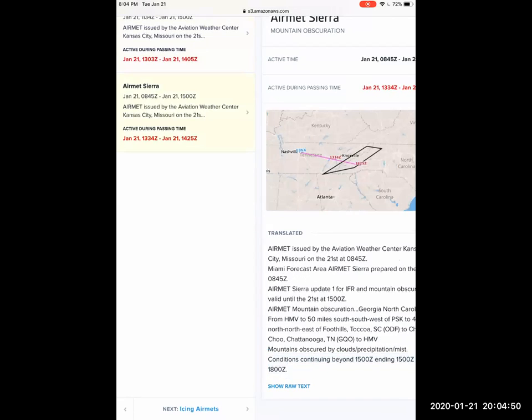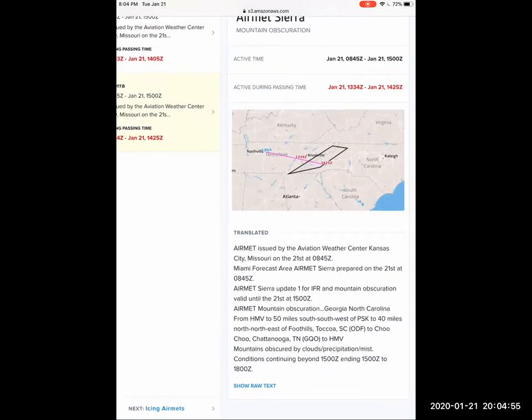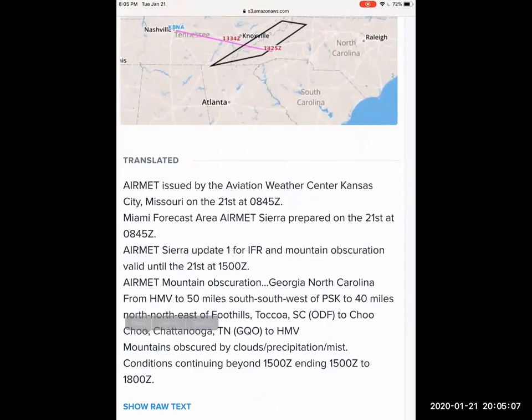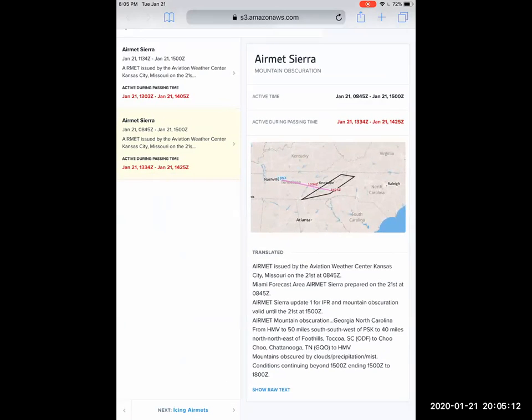There's also a secondary AirMet Sierra, in this case same release time, but a different bounded area, basically on the other side of the Smoky Mountains. Same conditions though, mountains obscured by clouds, precipitation, and mist. Conditions continuing beyond 1500 Zulu to 1800 Zulu. What can we already interpret based off of this? Well, in the opposite direction of what we just talked about, where the sooner we leave, the better off we would be with the previous flight, this flight, it looks like the later we leave, the better off we would be.